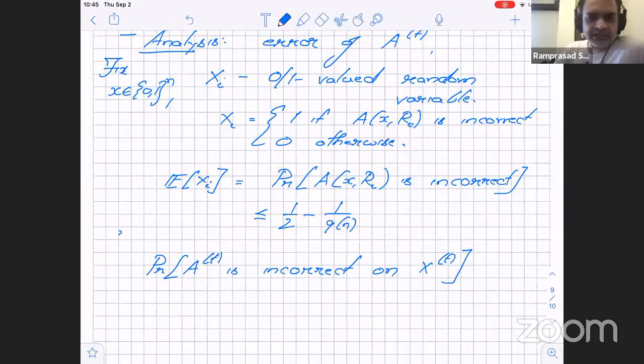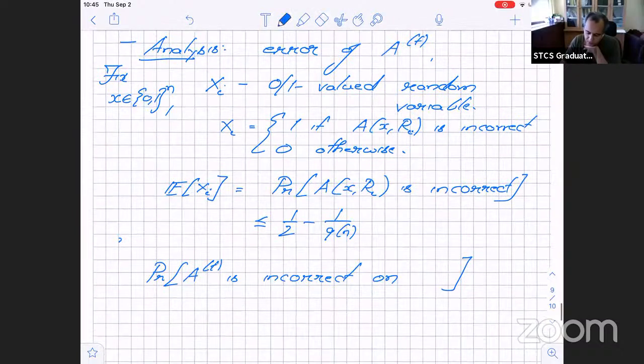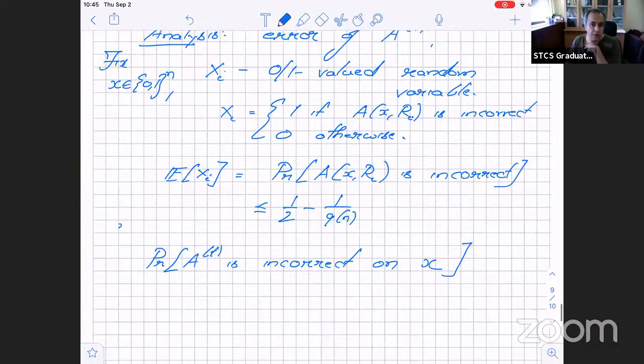Sorry, what do you mean by XT? It's just X, right? Sorry. On the input, on the small input X. Yeah. When is it going to give an error? If majority of the answers are wrong. In particular, this is exactly the probability that summation Xi is greater than or equal to T by 2.